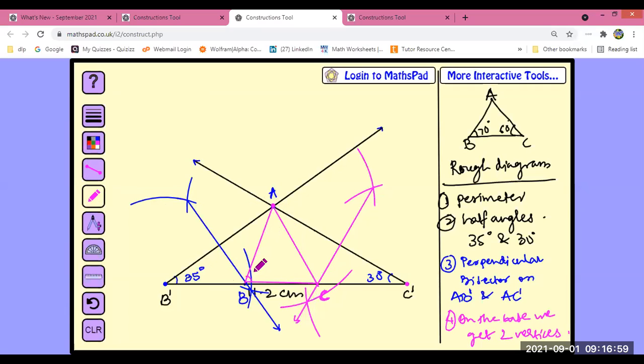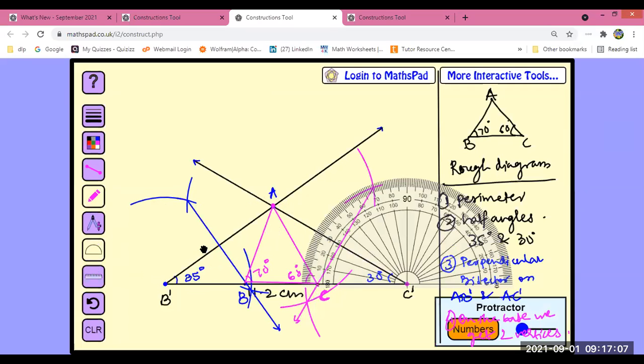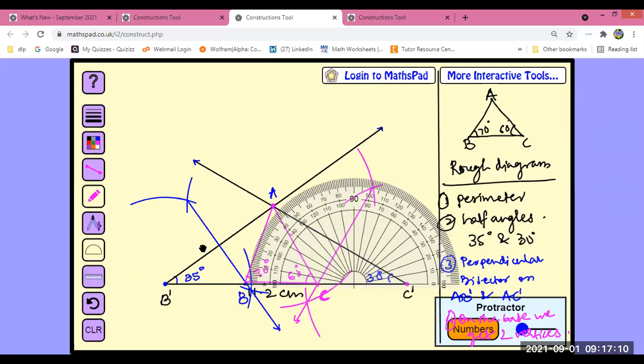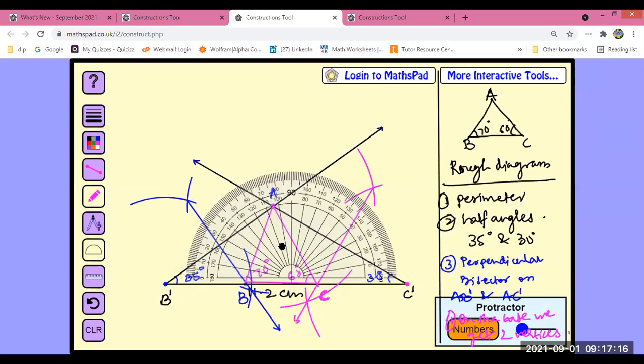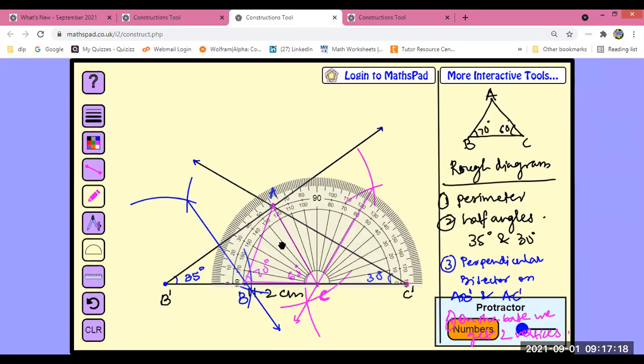So we mark point B as 70 degrees and point C as 60 degrees. You can always verify your work with the help of a protractor. Now you can just place and check, is this 70 degrees? Yes, it is 70 degrees. Check angle C, is it 60 degrees? Yes, it is 60 degrees. So that's how you do the verification.